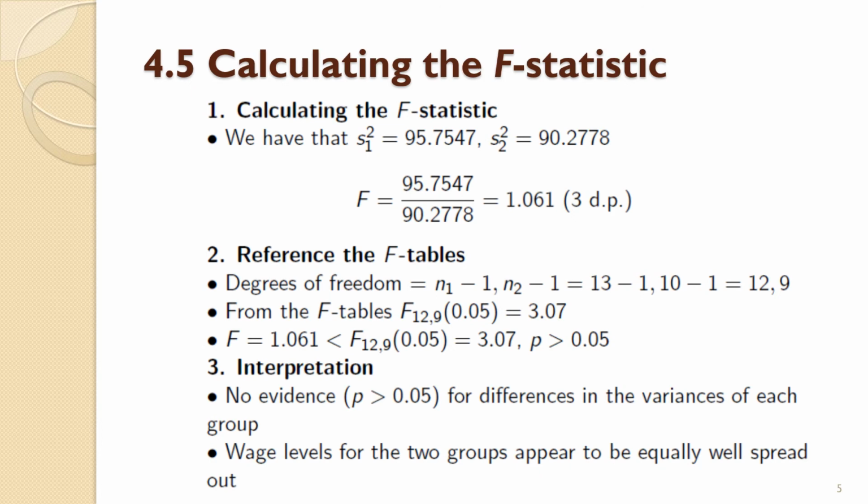So if you calculate the F statistic, how you do this is that you want the first one to be the largest variance and the second one to be the smallest. So if you're doing this correctly, the F statistic should be bigger than 1.